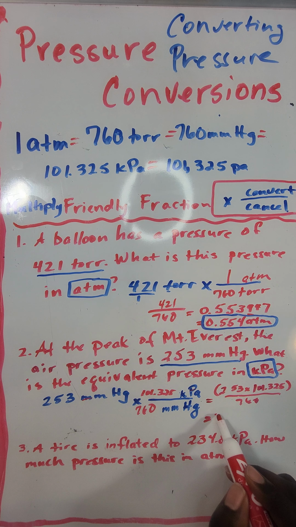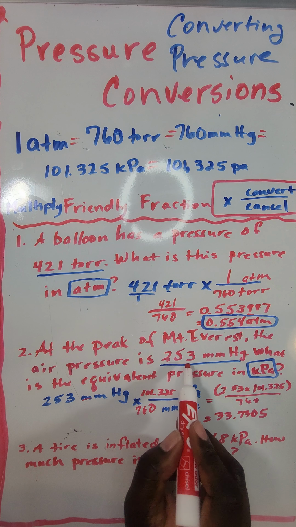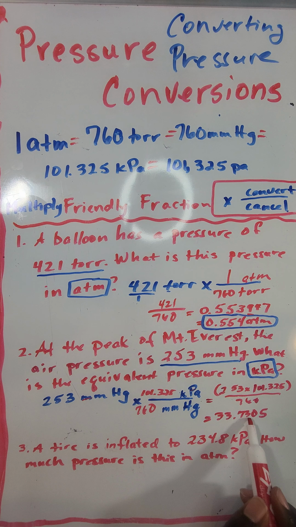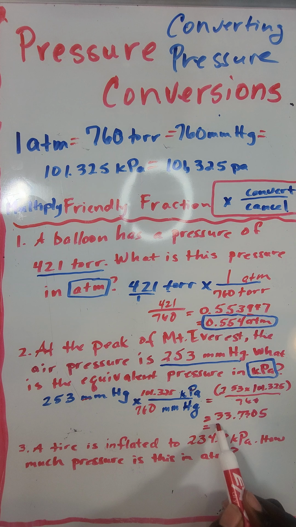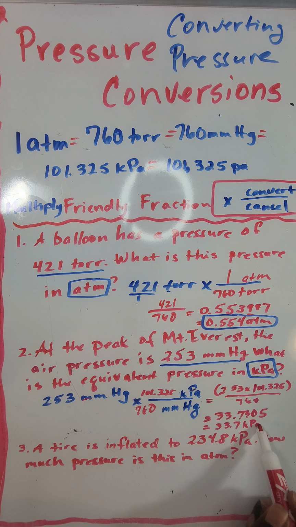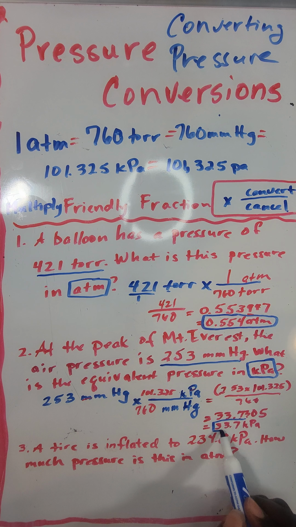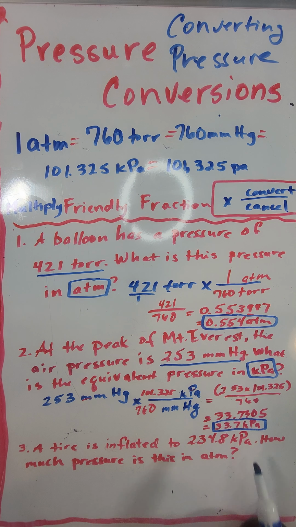I lied, my bad. 33.7305. Again, if your teacher cares about sig figs, 1, 2, 3 sig figs. So 1, 2, 3. Now this 3 doesn't do anything to the 7, so you would end up with 33.7, and then whatever our units, kPa, which is kilopascals. Banger. All right, we good on that?